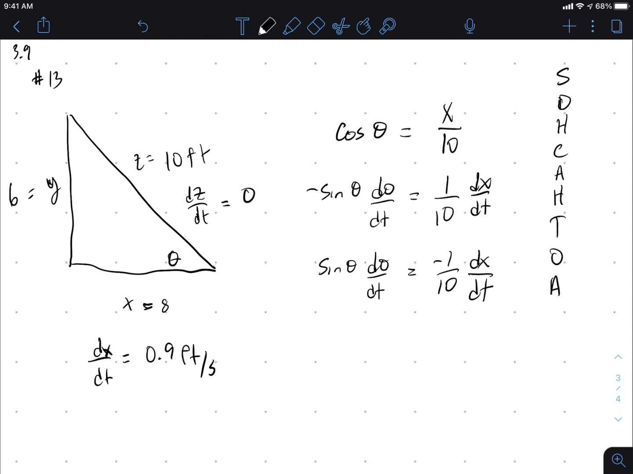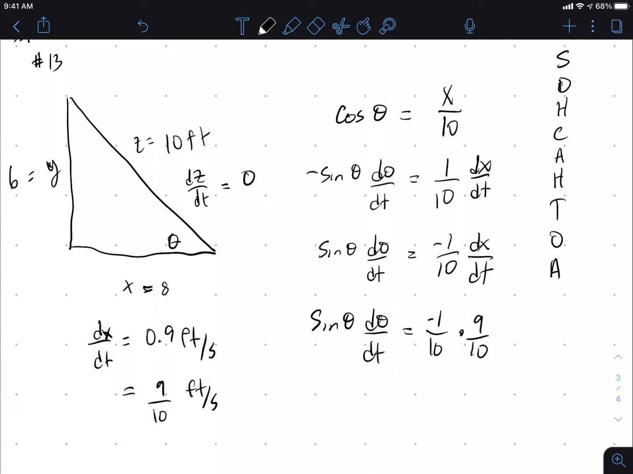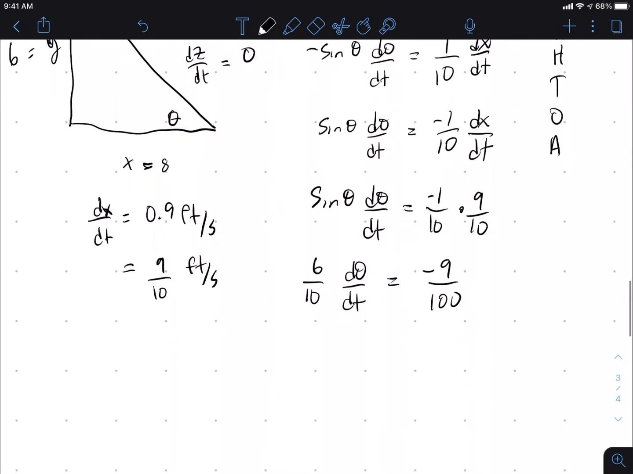To make things easy for myself, I'm going to call this a fraction, which is 9/10 feet per second. So sine theta d theta dt is equal to a negative 1 over 10 times 9 over 10. And now, what is sine theta? Sine theta is opposite over hypotenuse. So the opposite is 6 over 10, d theta dt over 9 over 100. Agreed?